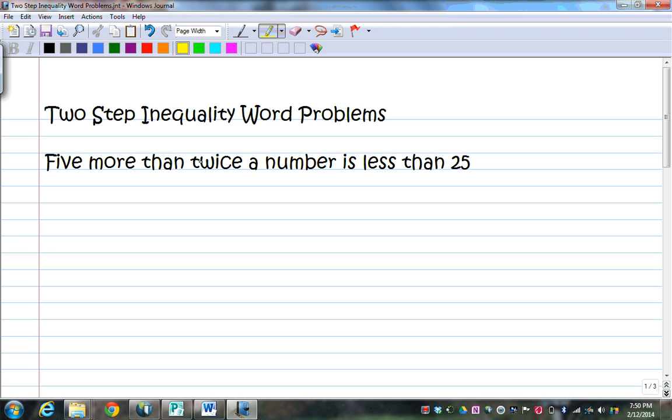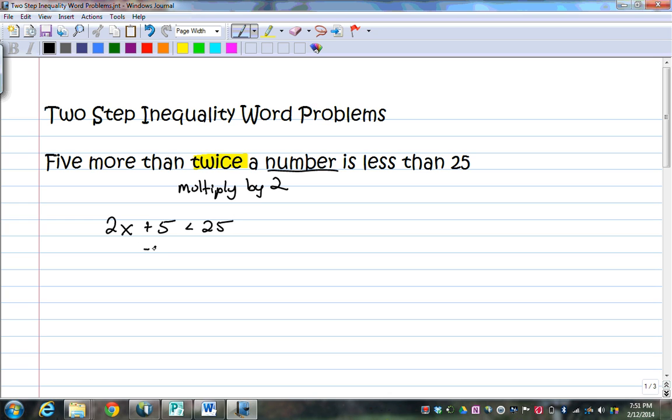Twice, what does that word mean? I know that gives a lot of students a hard time. That means multiply by 2. It's twice something. So twice what? A number. That would mean 2x. And 5 more than means you would add 5 to it. That whole thing is less than 25.